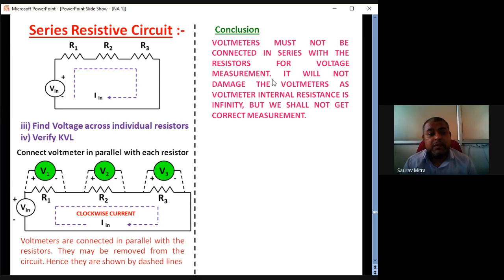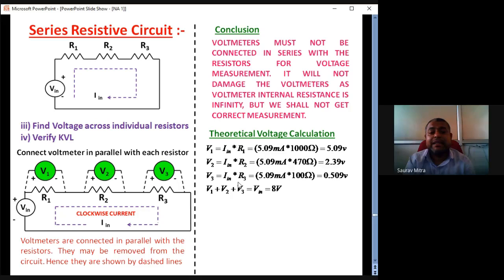to zero. If you connect a voltmeter in series by mistake, its internal resistance is infinity, and the current flowing through infinity will tend to zero. So a voltmeter must not be connected in series with the resistor for voltage measurement. It has to be connected in parallel with the resistor. It will not damage the voltmeter if you connect it in series, but you will not get a correct measurement of voltage. So that is the conclusion. What next?